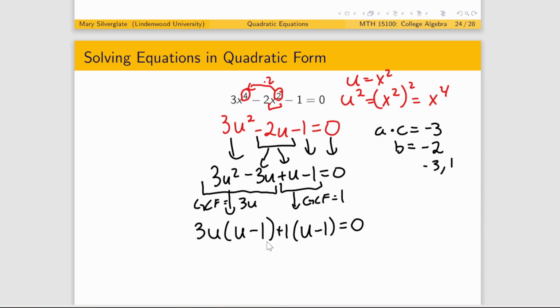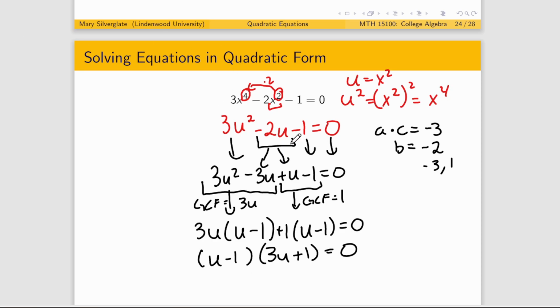Now these have one parenthesis that's the same, and they have something that's different, but they should have the same thing in parentheses. So I am now technically factoring out a u minus 1. And if I do that for the first term, what's different is the 3u. That's what's left whenever I divide out a u minus 1. For the second one, what's different is a 1. That's what's left when I divide out a u minus 1.